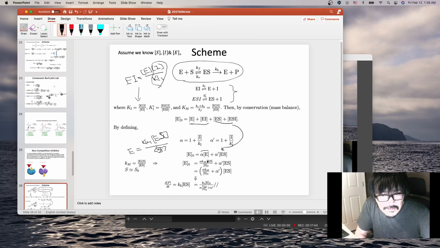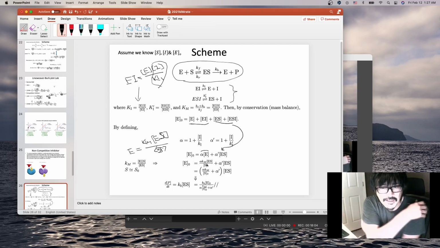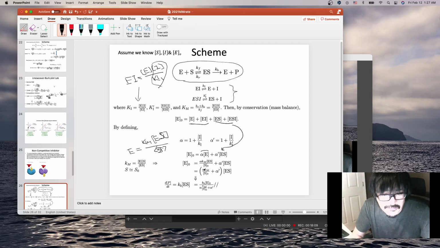Now I can factor out ES here. You see the pattern: you start out with the steady state and the equilibrium constants, then substitute, and then plug it into the mass balance, factor out the ES, and then solve for ES. Then plug it into this expression, and you get the rate expression to be that one right here.